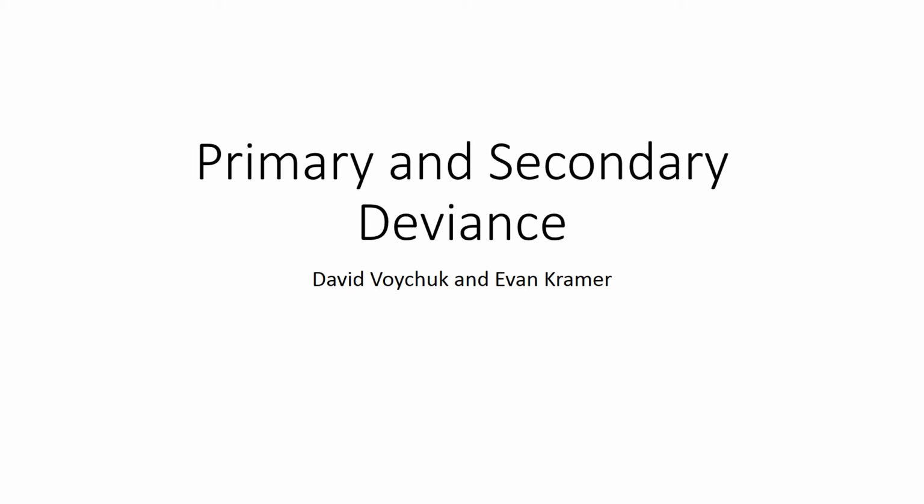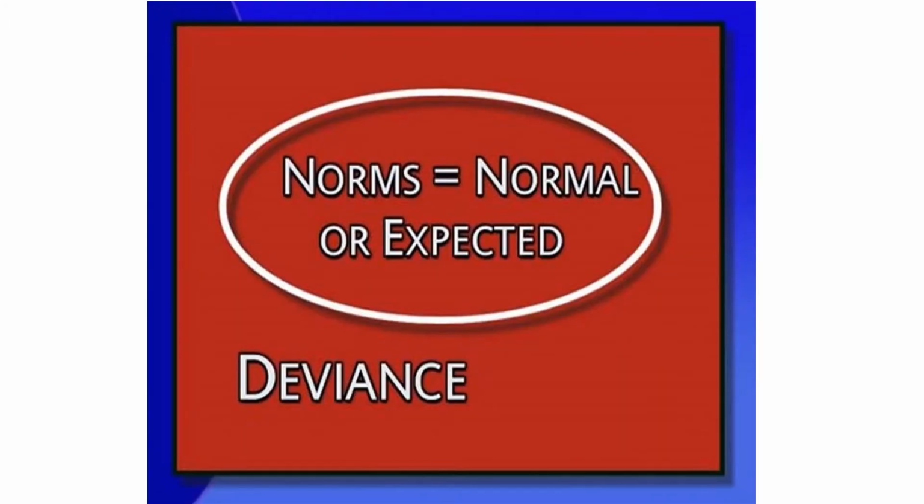For our review video, we will be discussing primary and secondary deviance. Primary deviance, according to Conley, is the first act of rule breaking that may incur a label of deviant, and thus influence how people think about you and act toward you.